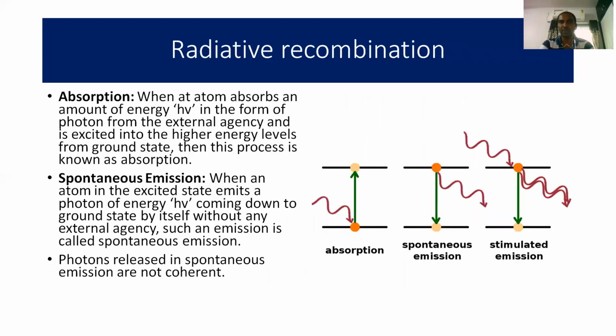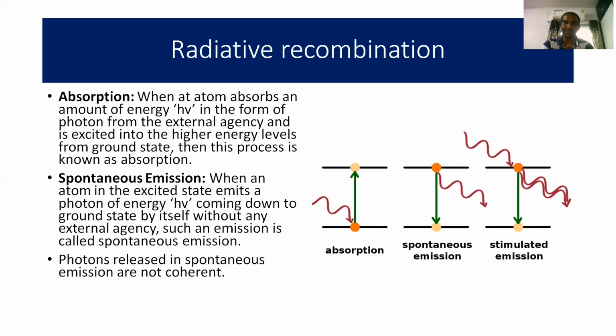And if you see the three processes associated with radiative recombination, they are optical processes. First is absorption. What is meant by absorption? Usually the electrons are present at the ground state. If you consider the energy level description, at the bottom we have the ground level, and at some distance we have higher energy levels or excited states. Those two are separated by a certain amount of energy difference.